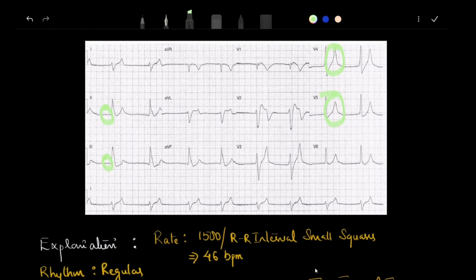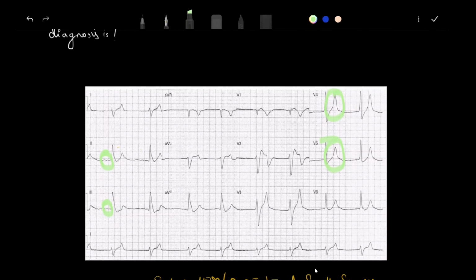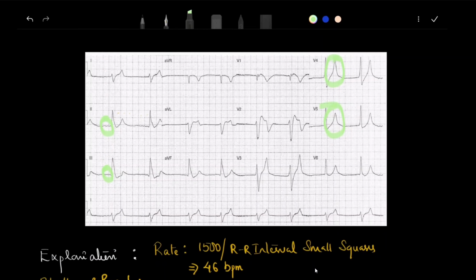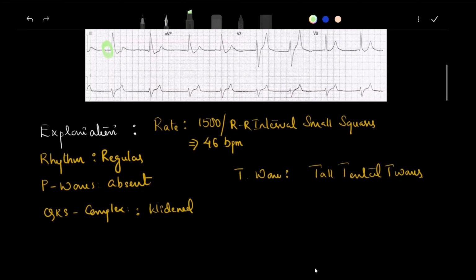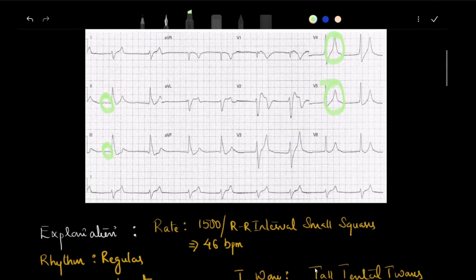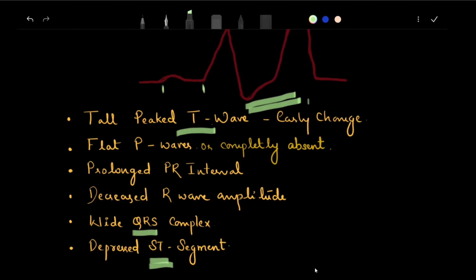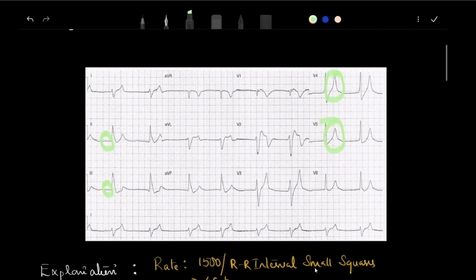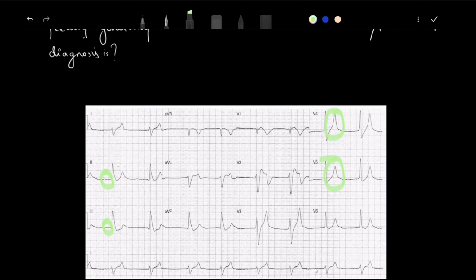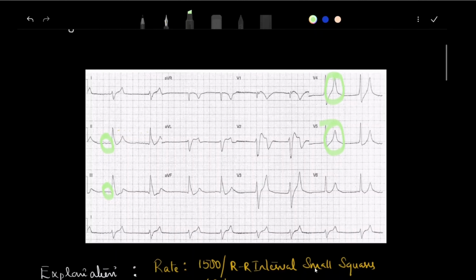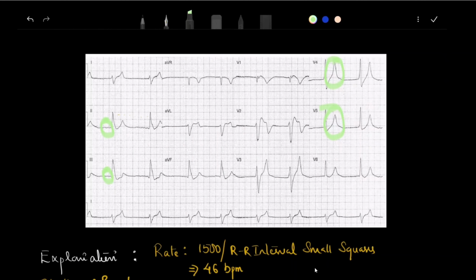It's clear we should first look at the rate and rhythm, then the absent P waves, the tall tented T waves, then the wide QRS complexes. We can also see the depressed ST segments shown here. So likewise we can easily diagnose hyperkalemia. Thank you so much.